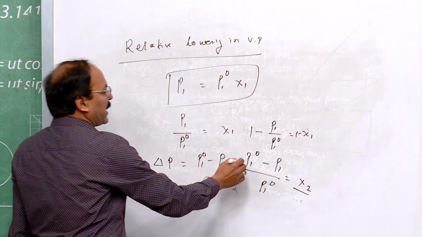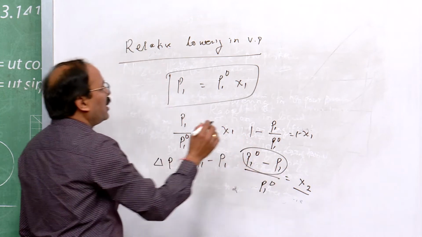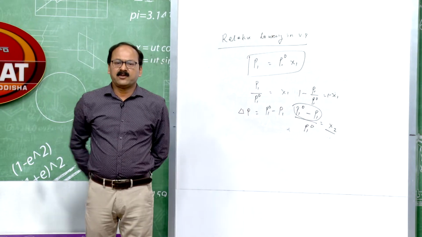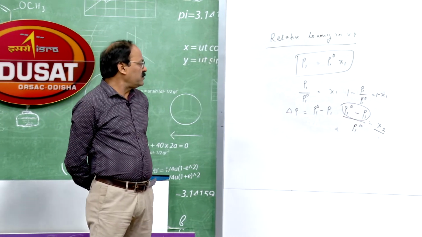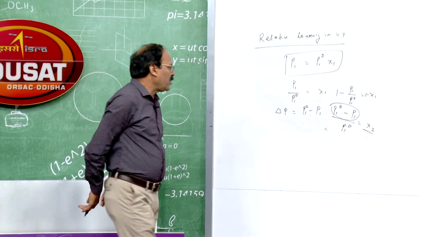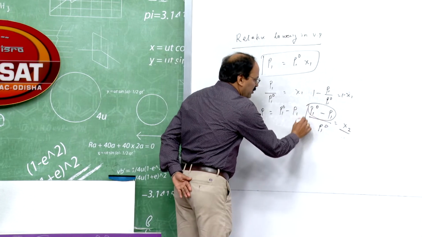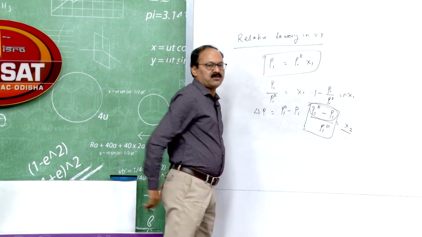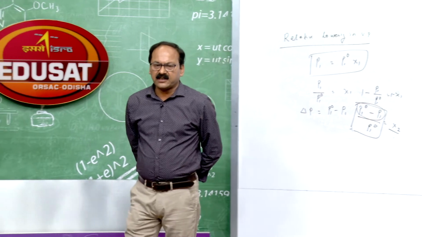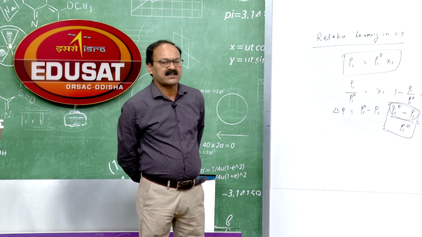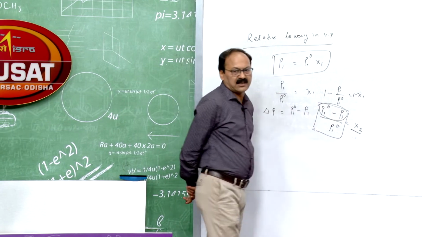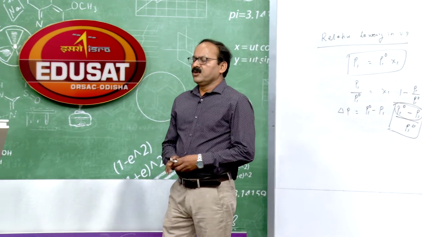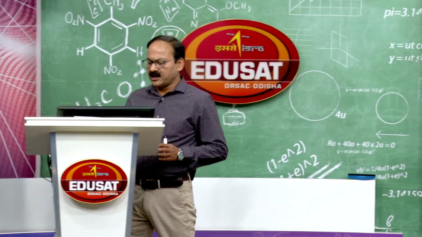Now, P1⁰ minus P1 is called the lowering in vapor pressure, while (P1⁰ minus P1) divided by P1⁰, the left side of the equation, is called the relative lowering in vapor pressure. That is, relative lowering in vapor pressure is equal to the mole fraction of the solute.